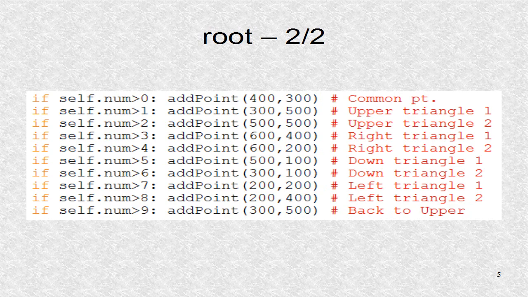5. These are the possible coordinates of the mesh. The first point is the common point of all triangles. A number of addPoint functions will be called depending on the value of an. For example, if an is 2, the first two lines are true and executed.